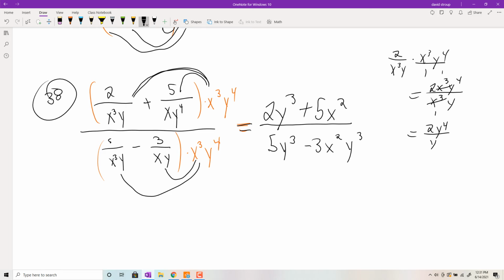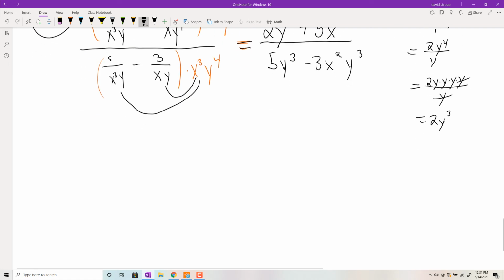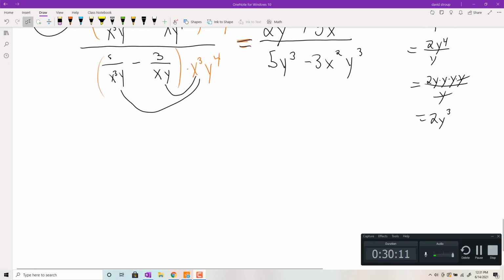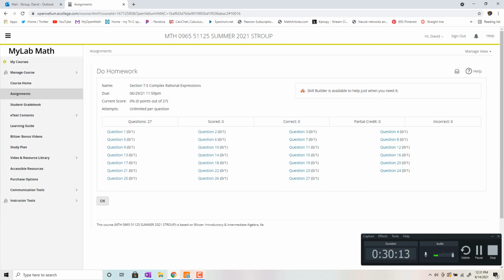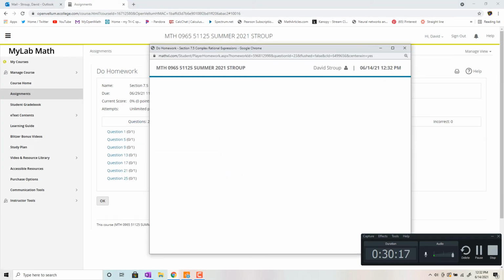Y to the fourth just means there's 4 y's, but you can subtract the exponents. So there's multiple ways of attacking the problem, but if nothing else, you can think of it that way, all over y, and then one of those cancels, so you end up with 2y cubed over 1, which is 2y cubed. Okay, so you may have a bit of work to do. Let's get into my math lab and see what kind of nonsense you're in for.